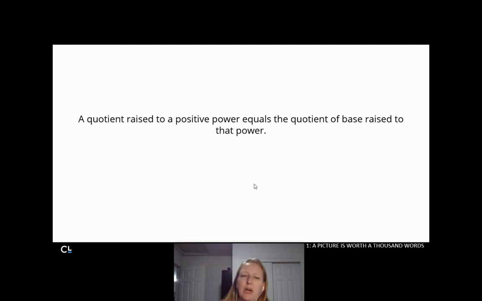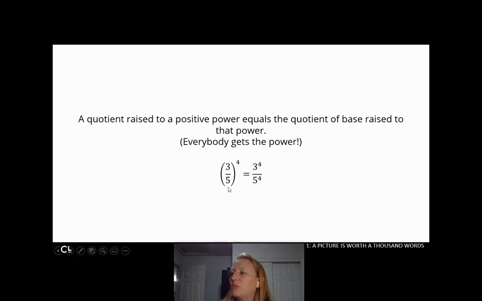If we come to the next page, a quotient raised to a positive power equals the quotient of the base raised to that power. This is just another everybody gets the power deal, right? Like if I have 3/5 raised to the 4th power, instead of trying to be like, oh, 3/5 to the 4th power, dude, keep it simple. I can just think of this as 3 to the 4th power over 5 to the 4th power.